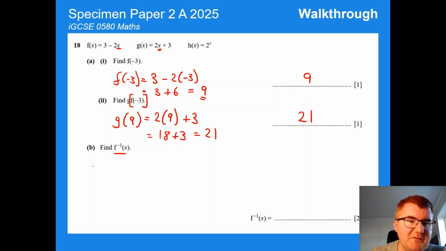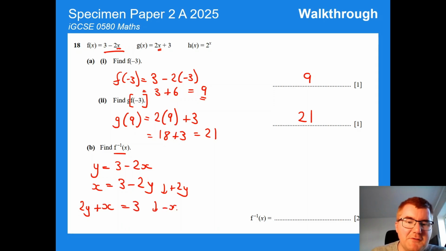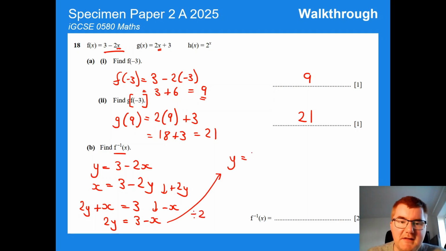So again, standard process, we make y equal to the right hand side, so y equals 3 minus 2x. We switch over the x's and y's, so x is equal to 3 minus 2y. And now we want to make y the subject. Easiest way to do this, we're going to add 2y on both sides. It gives us 2y plus x is equal to 3. Then I'm going to minus x on both sides. That gives us 2y is equal to 3 minus x. And then finally, to get y on its own, I'm going to divide by 2. That gives me 3 minus x over 2, which I'm going to pop in over here.